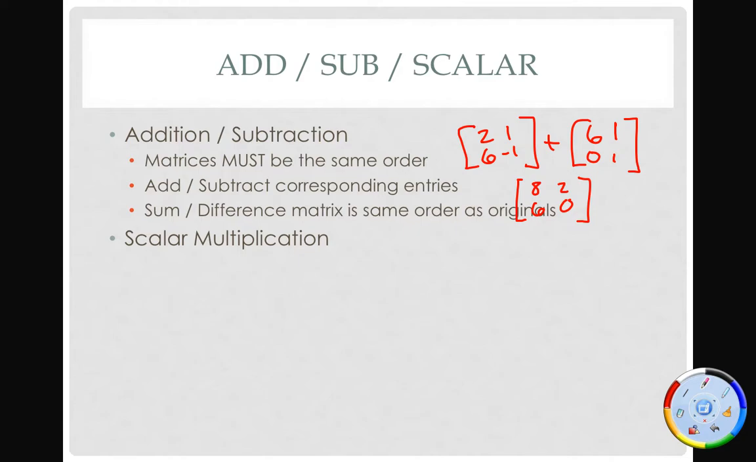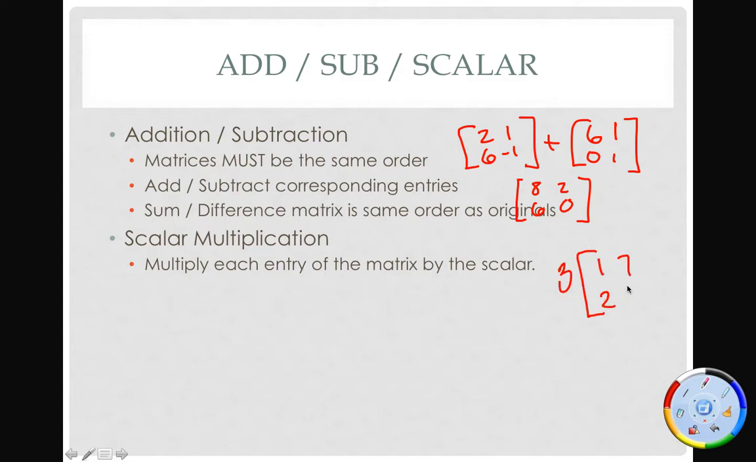For scalar multiplication, scalar multiplication just means taking a number and making the matrix bigger or smaller, but not the order. That's not what I mean. It's basically scaling things up or scaling them down. You just multiply each entry of the matrix by the particular scalar. So it would look like this: 3 times the matrix 1, 7, 2, and a third. I would just multiply each entry. So this would become 3, 21, 6, and 1.